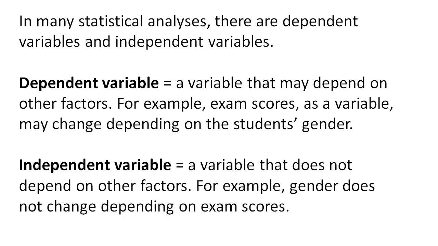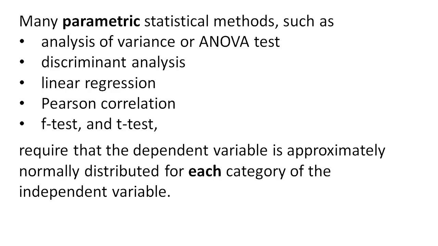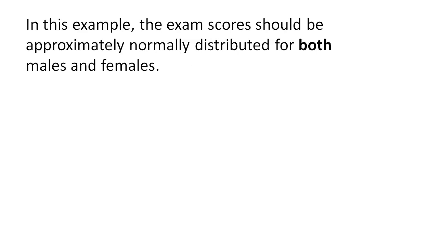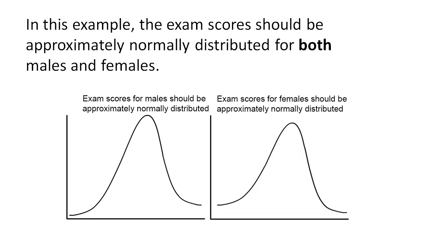An independent variable, on the other hand, is a variable that doesn't change. For example, gender doesn't change depending on exam scores. Many parametric statistical methods require that the dependent variable is approximately normally distributed for each category of the independent variable. The normal curve is the familiar, classic bell-shaped curve. In our example, exam scores need to be approximately normally distributed for both males and females.